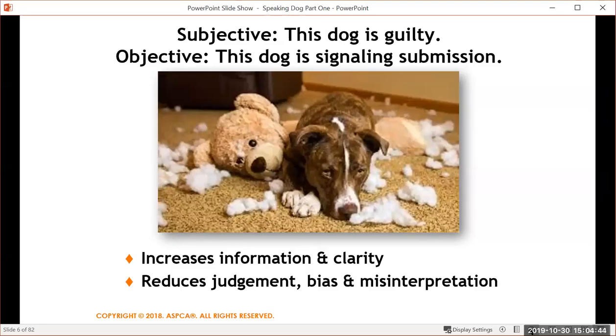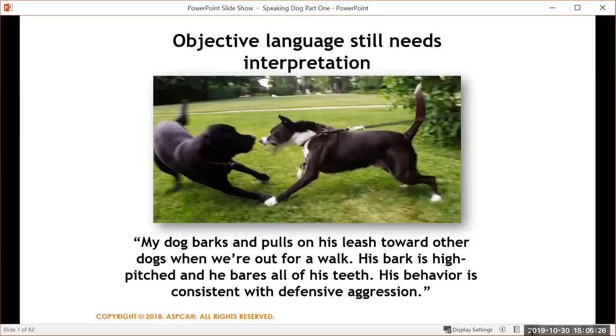So again, you've probably seen examples like this. Subjective interpretation, this dog is guilty. Objective interpretation, this dog is signaling submission. Using the objective description increases information and clarity, and it reduces judgment, bias, and misinterpretation. By saying the dog is signaling submission, that's partially an interpretation. It doesn't go into all the specific behaviors that the dog is performing, but it is at least more objective than interpreting the dog's motivation. Next slide, please.